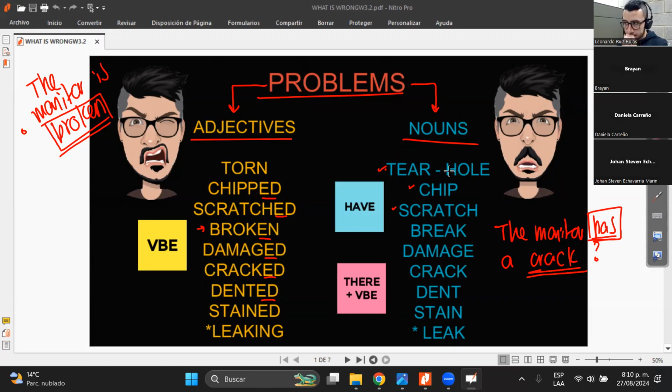Ready? For example, tear or hole, it means un agujero, un hueco. So when I say that something is torn, it means it's what? If I say that tear or hole, it's un agujero. Desgarrado. Desgarrado, roto, right? Especially for fabrics.